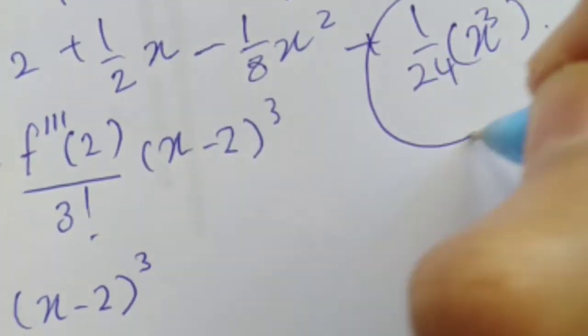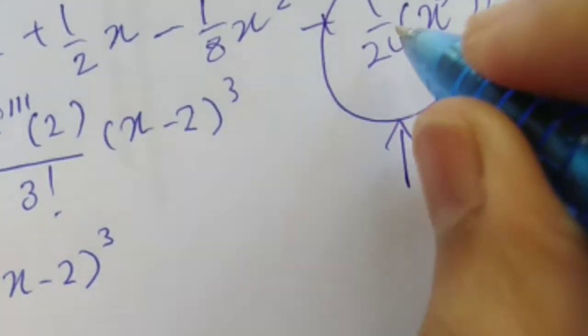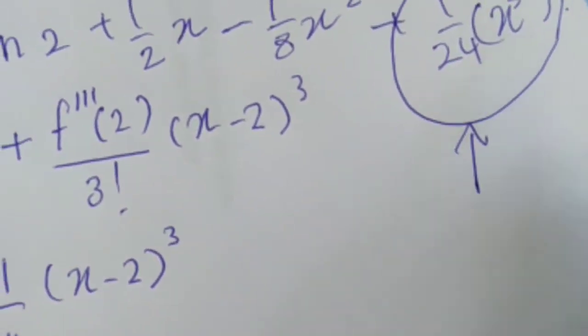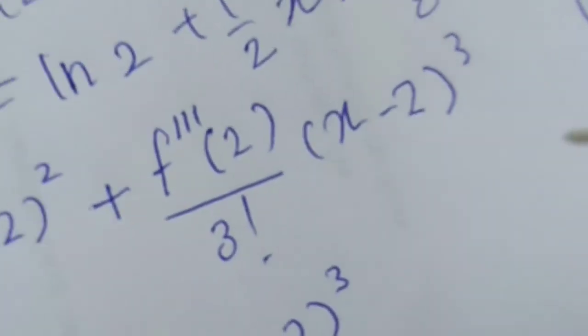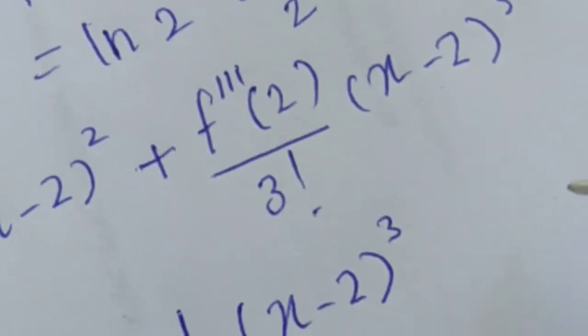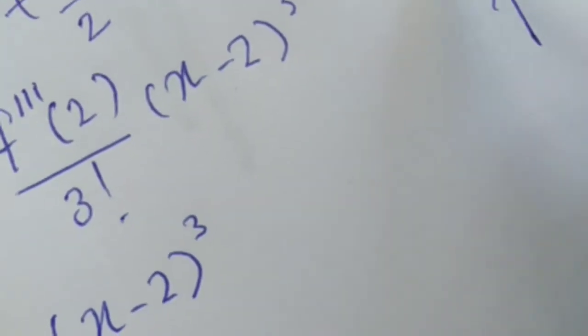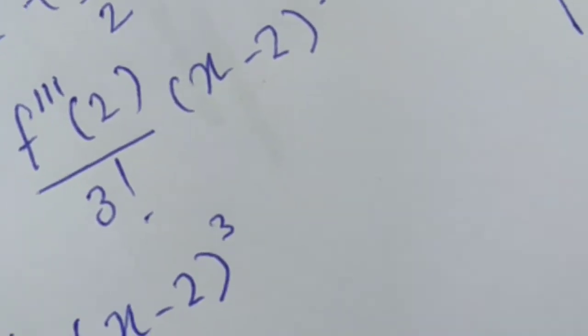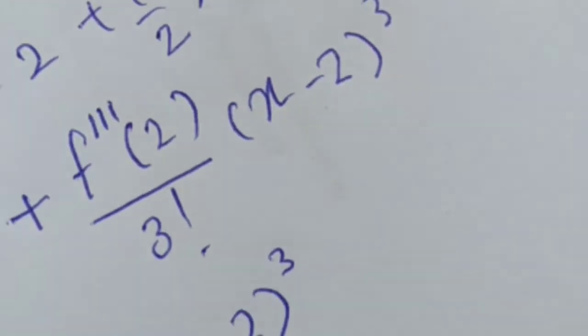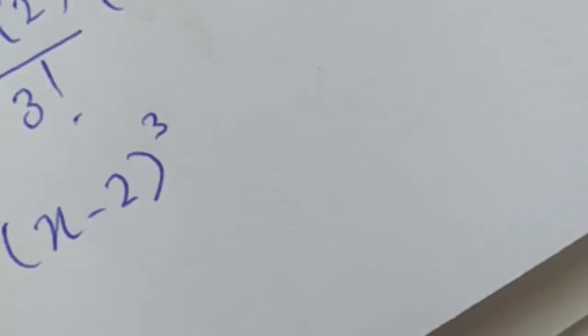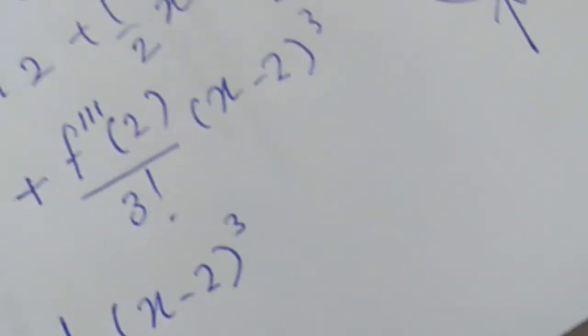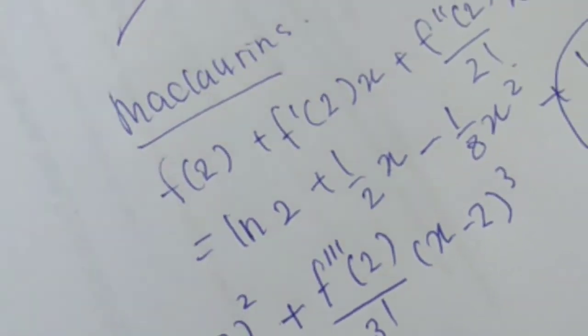So we have the remainder. For Maclaurin's theorem, it is 1 over 4 times x to the power 3. Meanwhile, for the Taylor's polynomial, we have 1 over 4 times (x minus 2) to the power of 3. So in conclusion, this value is obviously less than 1 over 4 times (x minus 2). So this means the remainder for Maclaurin's polynomial is less accurate compared to Taylor's polynomial. Alright, thank you.